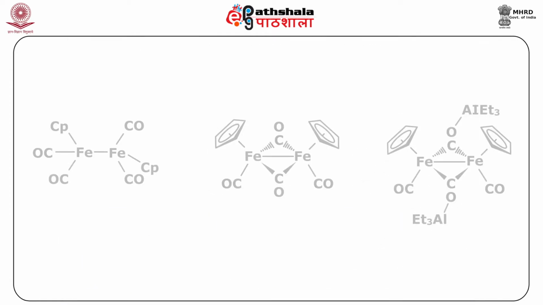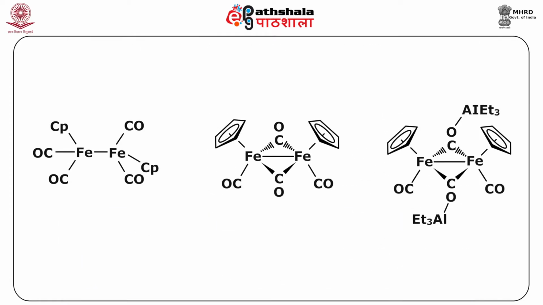Some more examples you can see, they are given here, where you have the iron with 4 carbonyls and the cyclopentadienyl anion, and this is another one where you have these 2 carbonyls as the bridging ligands, and there are 2 iron here, and there is another one where these are further complexed with AlEt3.